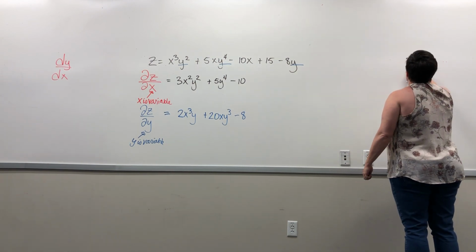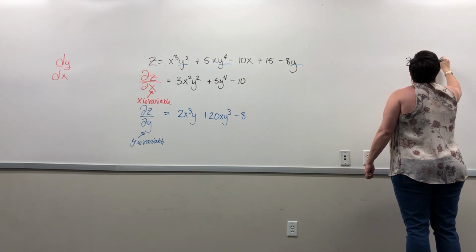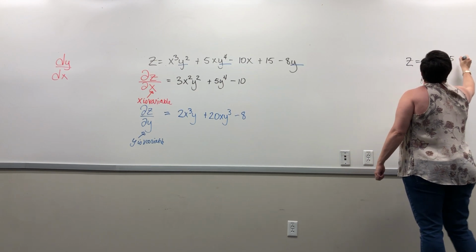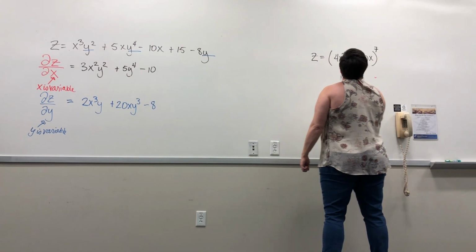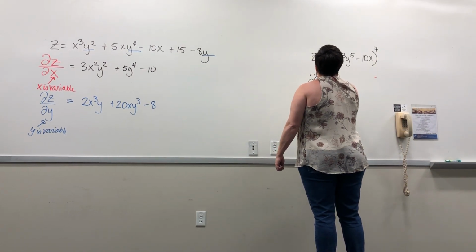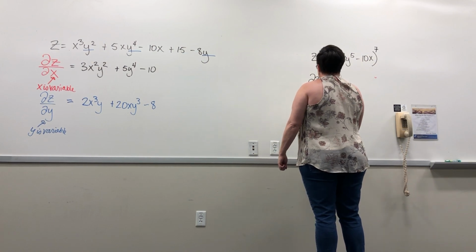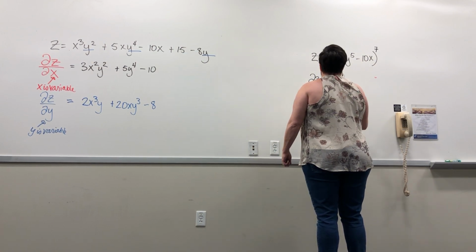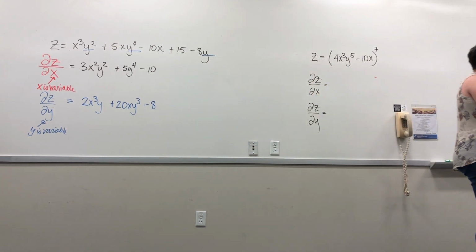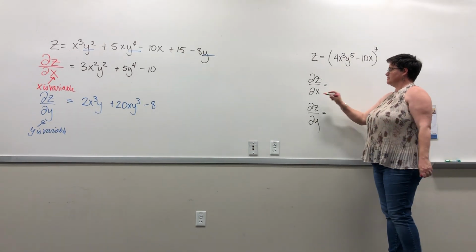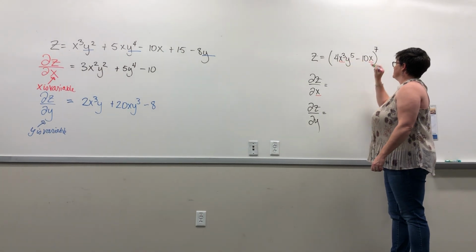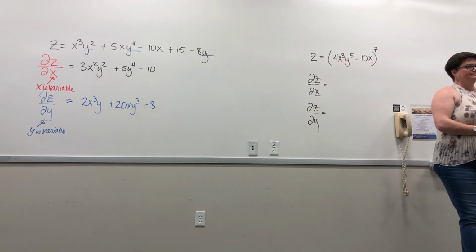How about this one? I want you to find the partial of z with respect to x and the partial of z with respect to y. Pretty please. Don't worry, we'll do it together. There's plenty of time. What's my variable on the first one?